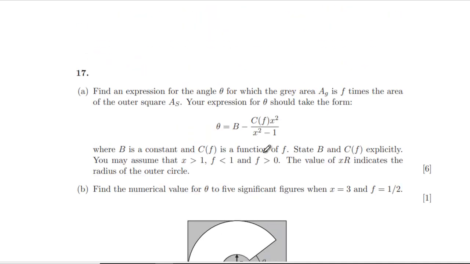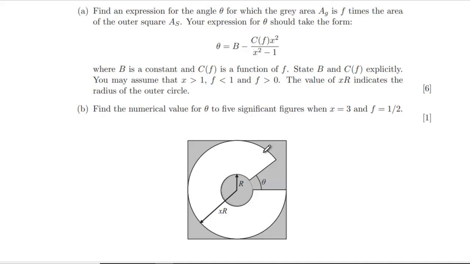I'll put it in. Might be quite a long video. Find an expression for the angle theta for which the grey area is f times the area of the outer square. Okay, right, so let's get a bit of an equation then on this.